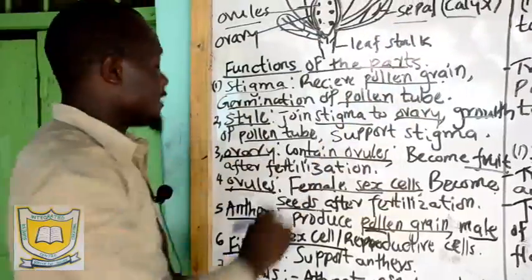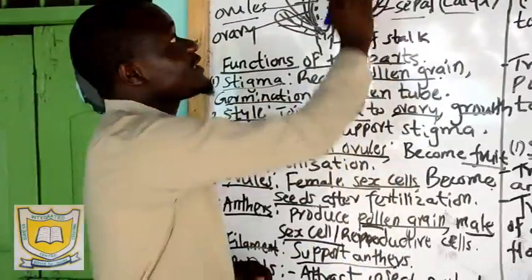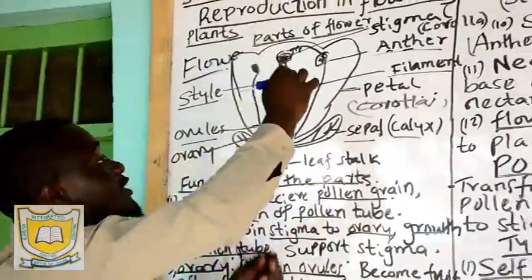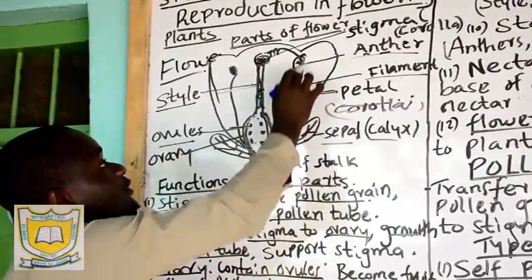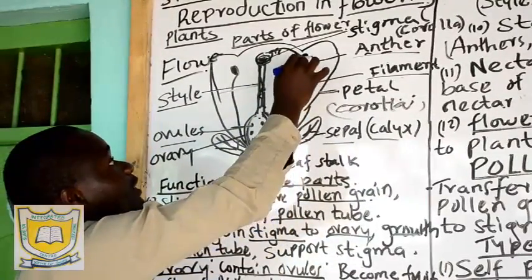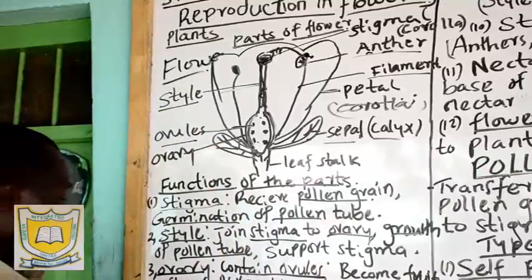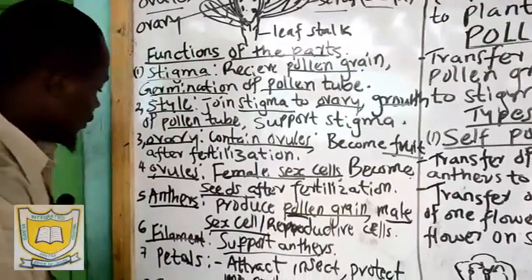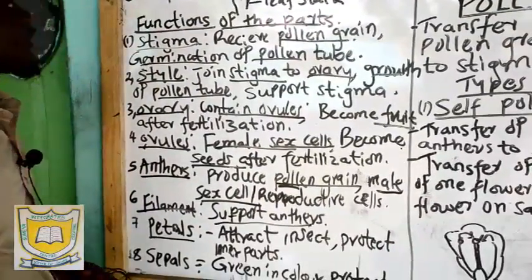Now we move to the sixth part, which is the filament. The filament is just a part that supports the anthers. It supports the anthers so that they can be raised from the bottom of the flower to the upper part. It's just a support. Now we move to the seventh part, which is the petals.